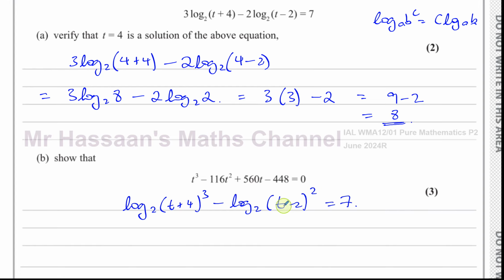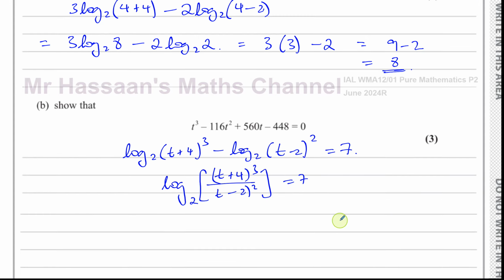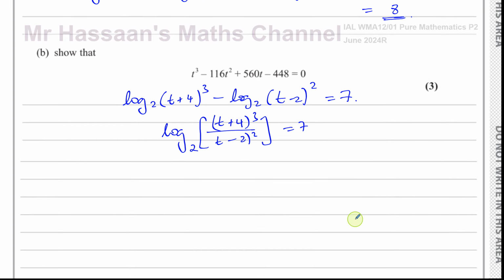Now, once I've done that, I can use the subtraction law of logarithms to combine these two together, because there's a subtraction here, so you can write them as divided. So I've got log to the base 2 of t plus 4 cubed over t minus 2 squared, and that's equal to 7. And then I can use the definition of logarithms. I know log to the base a of b equals c can be rewritten as a to the power of c equals b in index form. So I've got 2 to the power of 7 equals what's inside the logarithm.